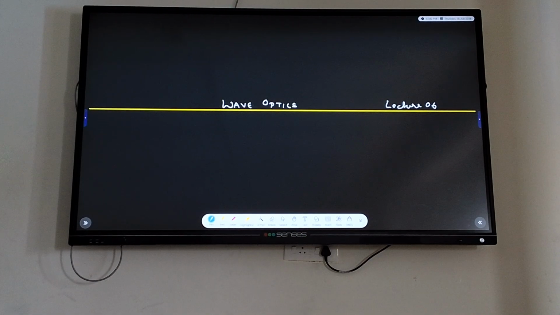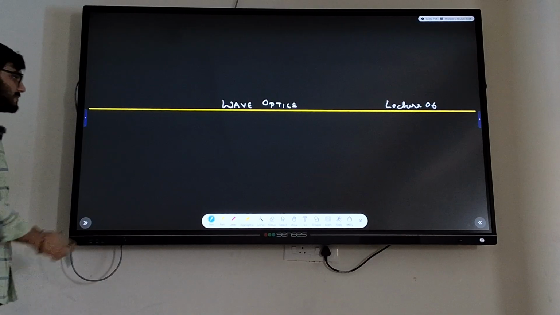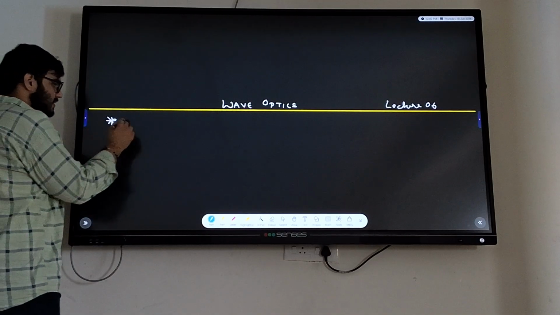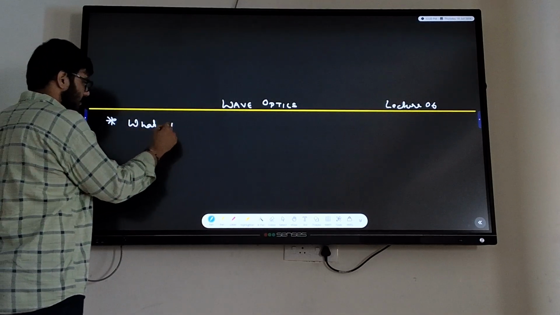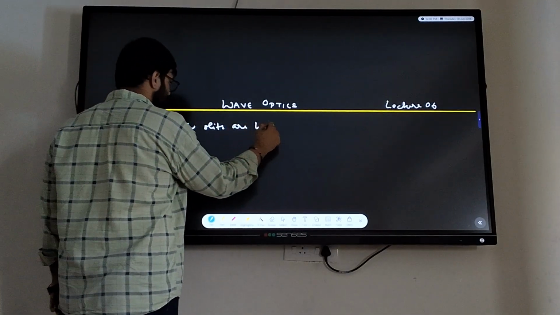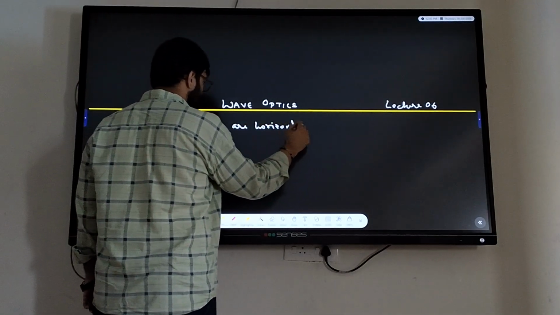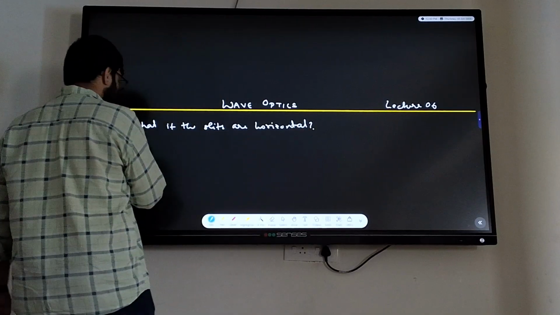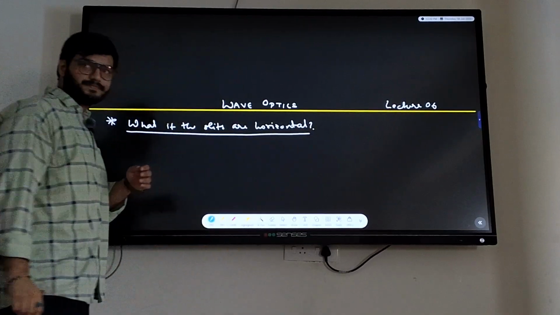Both parts were done, okay, let it be. So let's start with what if the slits are horizontal. If I have this possibility, then what happens?